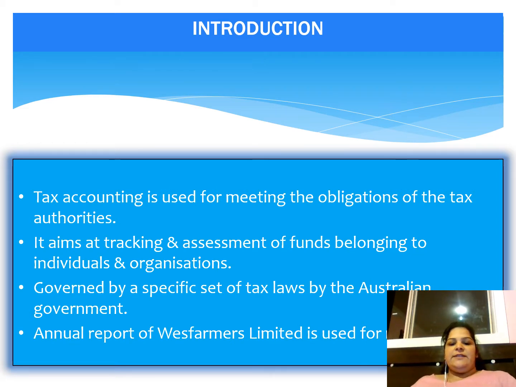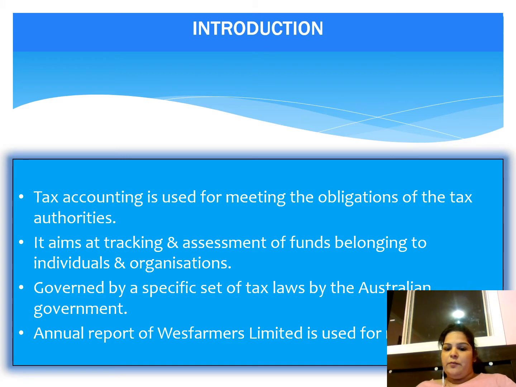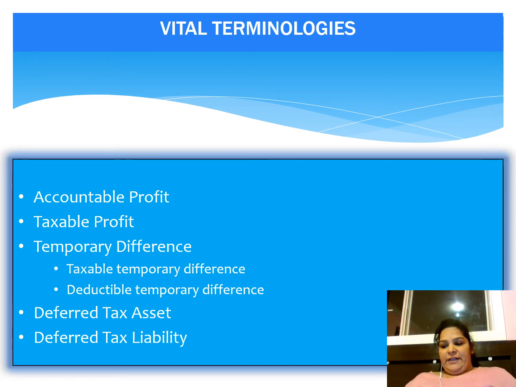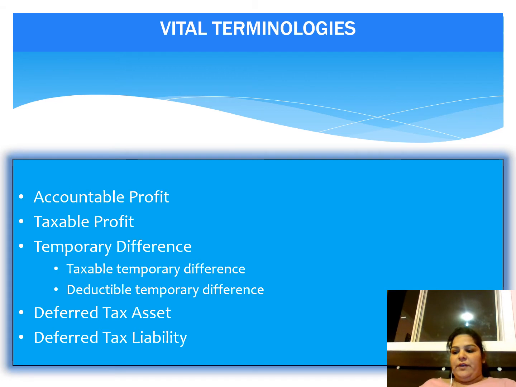Governed by a significant set of laws of the Australian government, with the annual report of Welfares Limited used as reference. The different parts are accounting profit, taxable profit, temporary differences, deferred tax assets and deferred tax liabilities. Accounting profit is the income obtained by the organization during the significant financial year, and can be termed as profit account.